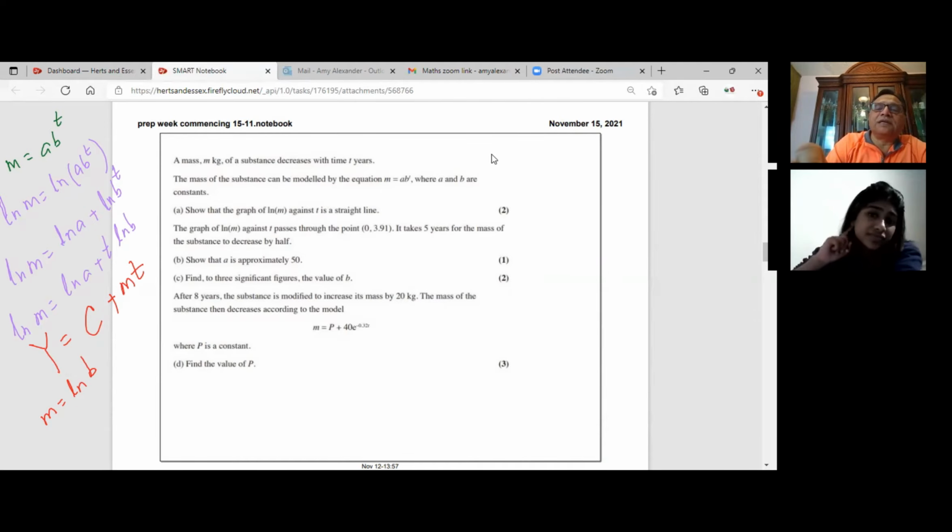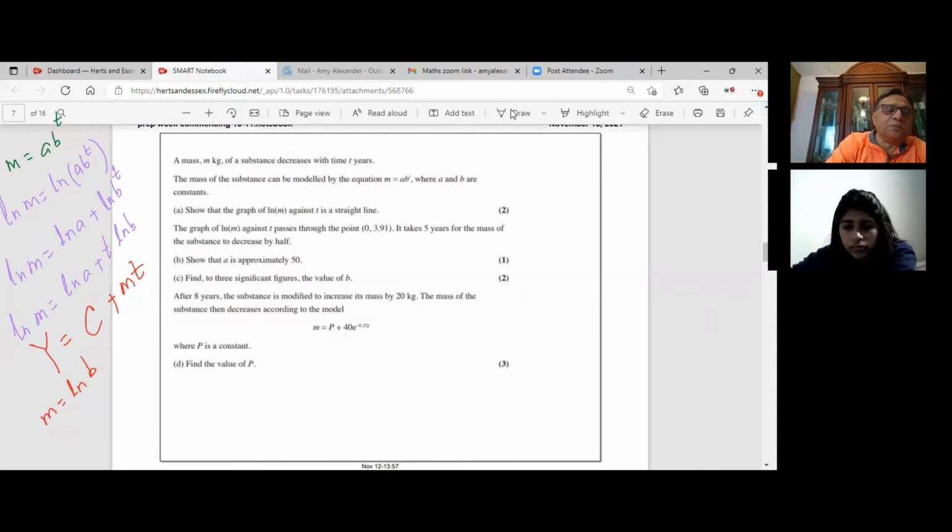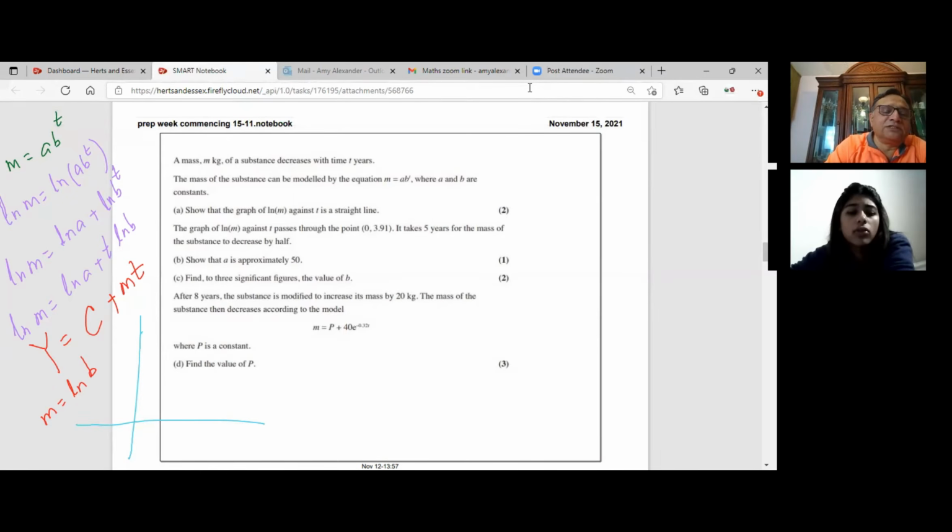So when you sketch this particular graph, what will you get? Because it's y equals mx plus c form, you can say that's a straight line. This is c, that is your y, this is your t, the variable. And the slope, rise over run, is m, which is ln b in this particular case. Slope is ln b.